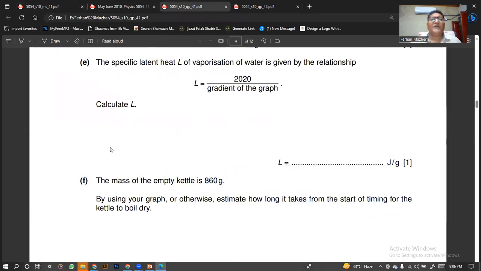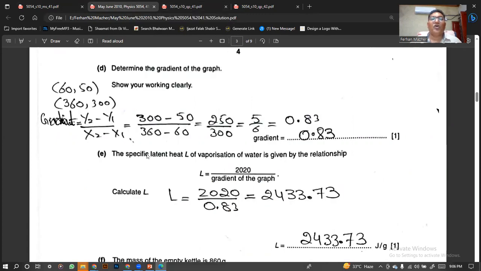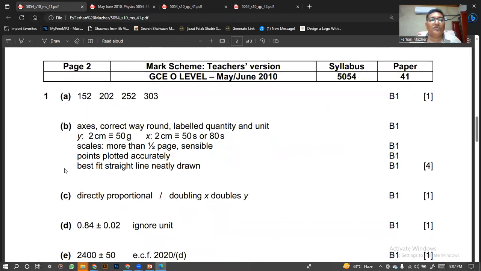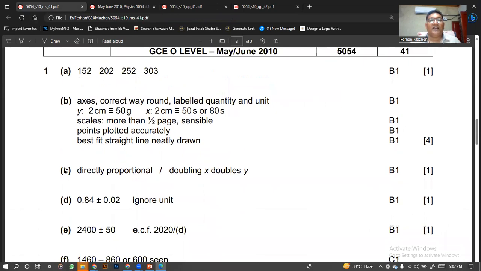Then they say the specific latent heat L of vaporization of the water is given by the relationship L is equal to 2020 divided by the gradient of the graph. So calculate the L, and the units will be joules per gram. So we will simply put the values. So it will be 2020 divided by 0.83. And when you enter these values in your calculator, you will get 2433.73 joules per gram.